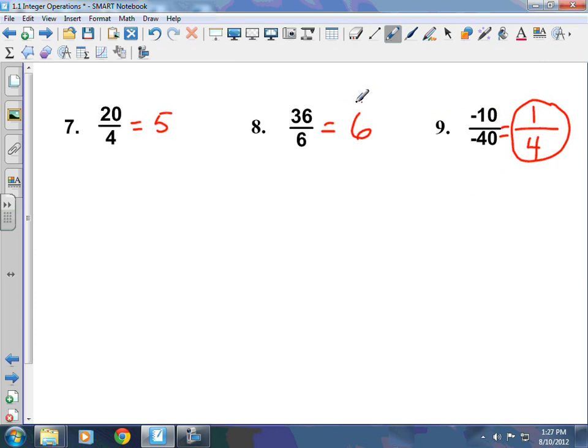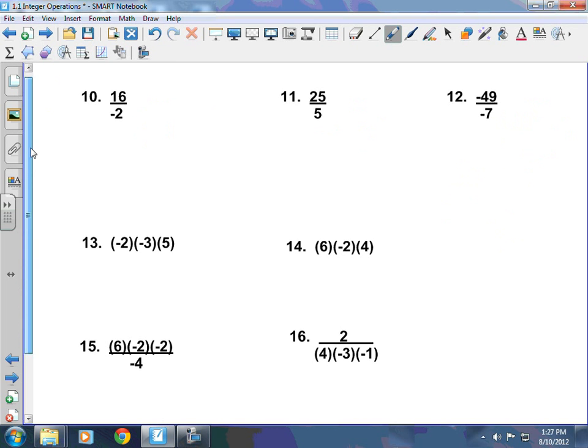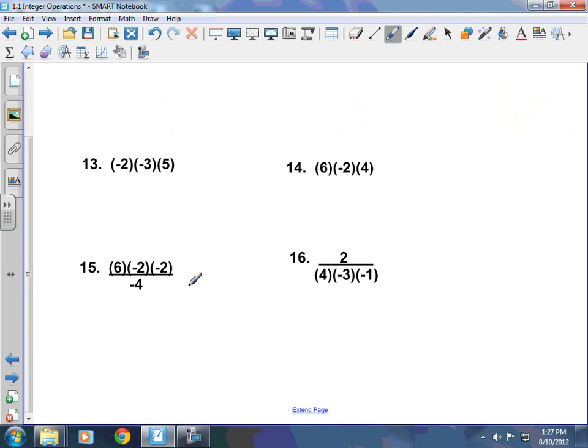And please remember to circle your answers. Okay. With a fraction, if the big number is on bottom, you cannot have an integer. This cannot equal 4 because the big number is on bottom. Okay, here are some more for you to try. Let's go down to number 15.